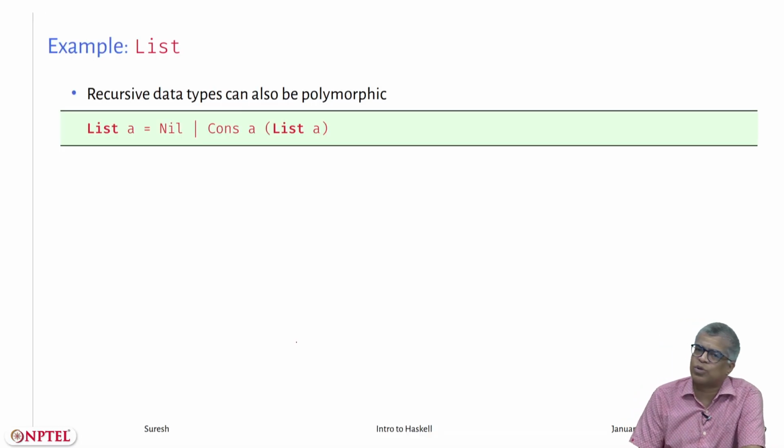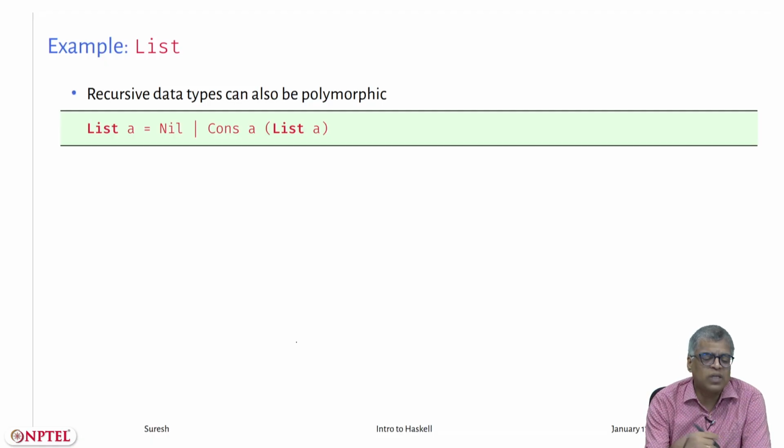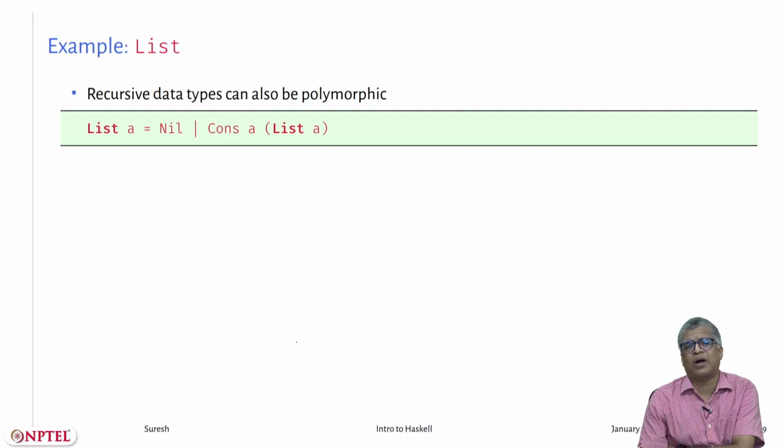So now nat was one recursive type. You can have recursive types that can also be polymorphic. List is a very canonical example. List A is a list of elements of any type whatsoever. It's either nil or cons. Let's call the colon, we will call it cons. Cons is applied on a value of type A and a value of type list A.